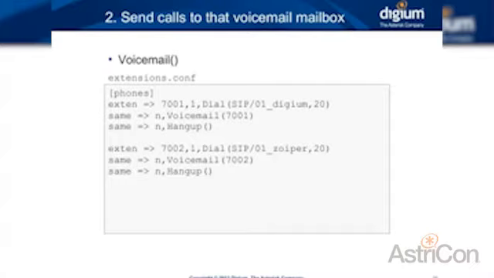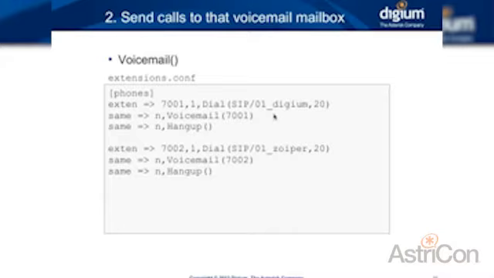Next up, let's send some calls. How are we going to do this? Via a Dialplan application. Just like everything else in the Dialplan, we create a priority within an extension, and we use an application. In this case, it's the voicemail application. So here, I have a context called phones, and I have extension 7001. At priority 1, it uses the dial application. It's going to dial SIP/01 Digium. So this is assuming I have a SIP peer or a SIP friend in sip.conf called 01 Digium. And it's going to dial it for 20 seconds.